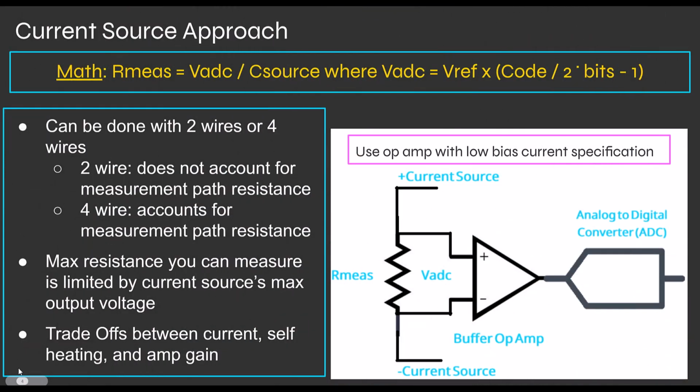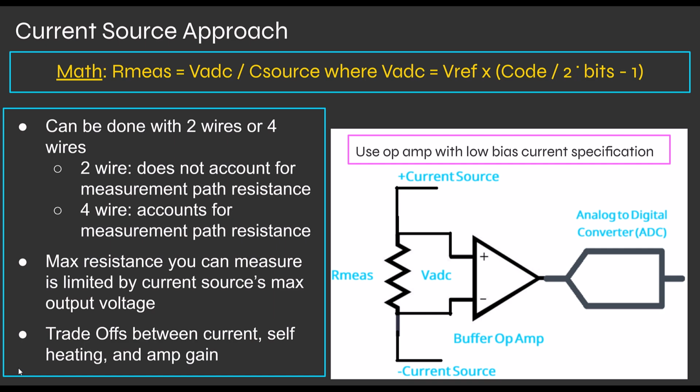Okay, let's look at the current source approach. In this approach, we use a current source instead of a voltage divider. And what's nice about a current source is current is common in a closed loop. So as long as we have our current flowing in a closed loop through our unknown resistance, we don't have to worry about any drop of voltage across that path the current is flowing, because current is common, right?